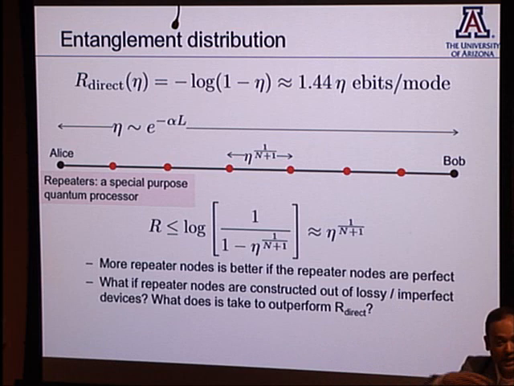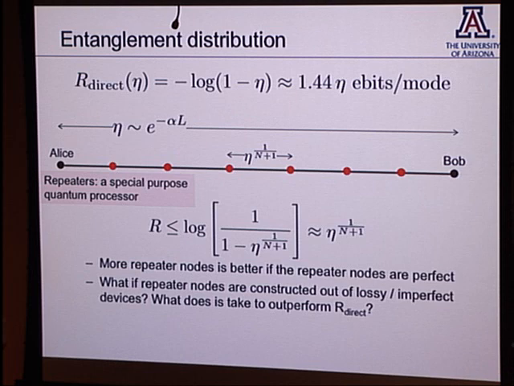So this is really bad. So how do you get around that? You build these little quantum nodes, which are called repeaters, which is a special purpose quantum computer, a quantum processor, that can get around that. And how does a repeater work?